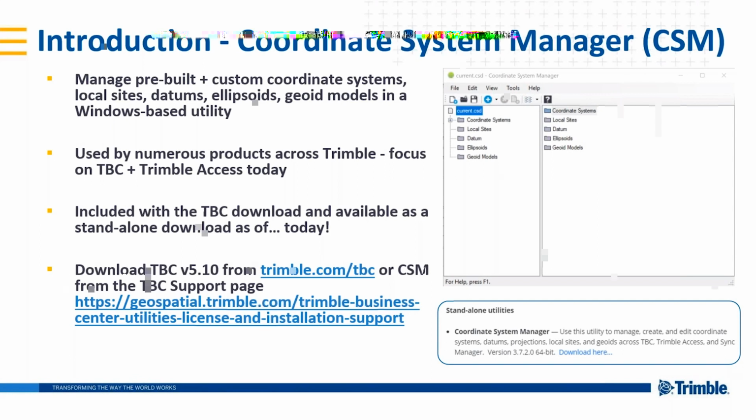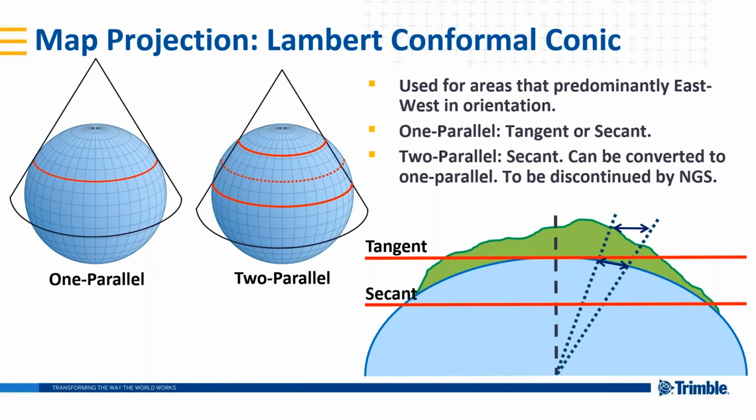The great thing about Lambert is that it does really well with areas that are short and wide, very oriented east-west. It does a great job of preserving directions because it is a conical projection, so it fits nice and tightly over your latitudes and longitudes. East-west directions are very true.